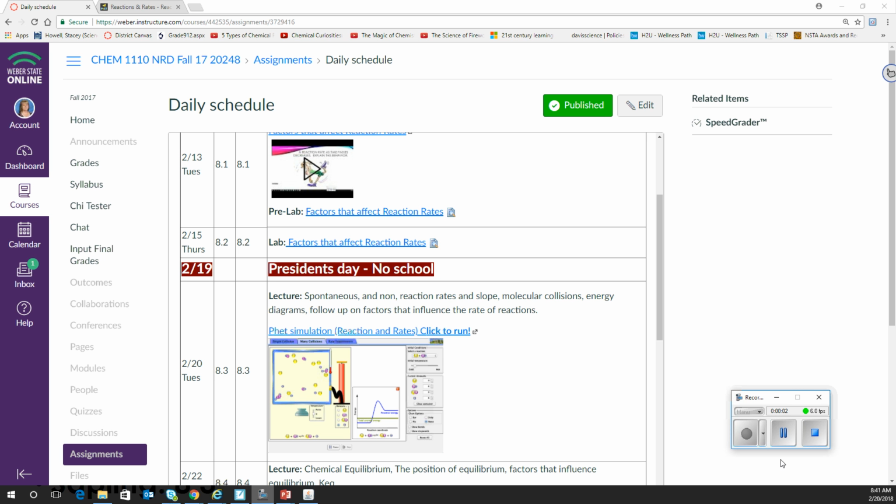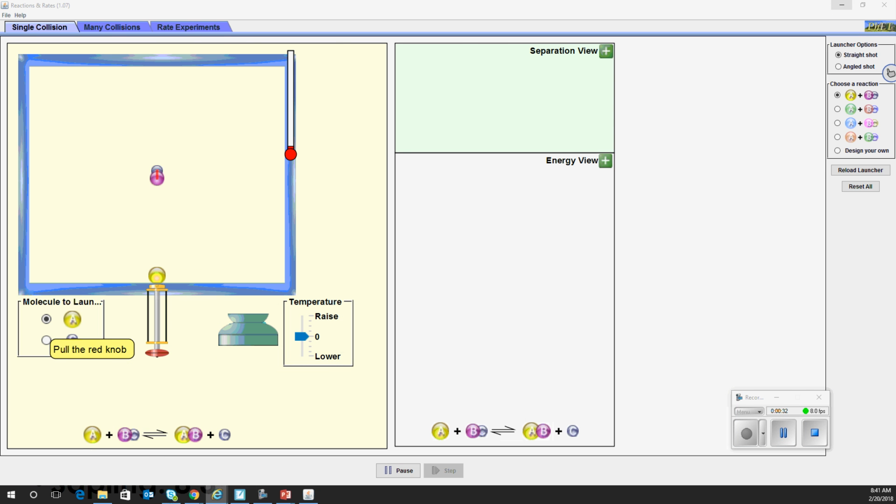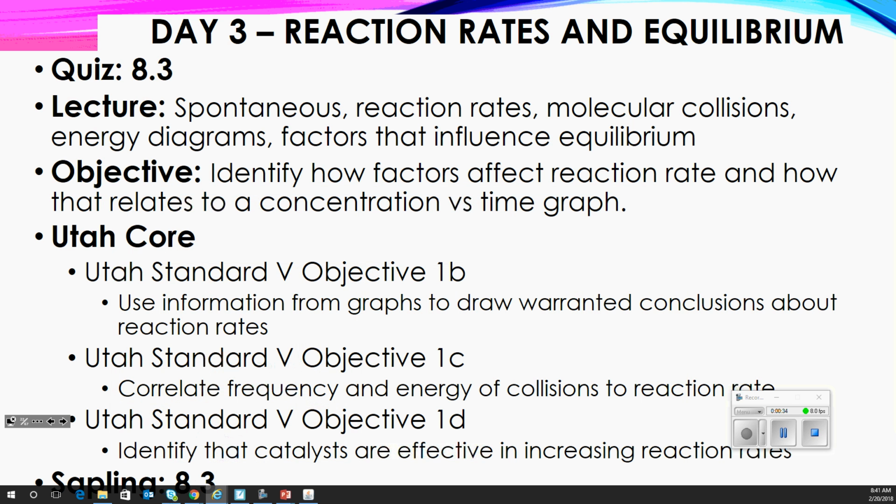Okay, so here we go. We are starting in on the lecture. We finished the lab last time. You should be getting that, if you haven't already, into your lab notebook. We're going to work on spontaneous, non-spontaneous rates, slopes, molecular collisions, energy diagrams, and follow up on factors that influence rate. We're also going to do a simulation later. That's why I had you guys get your computers out. So if you haven't got a computer, you need to make sure you get one and get it up and running. Okay, we're going to do that in a little bit, not right now.